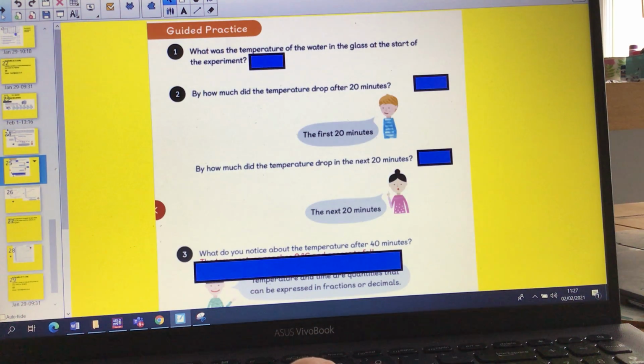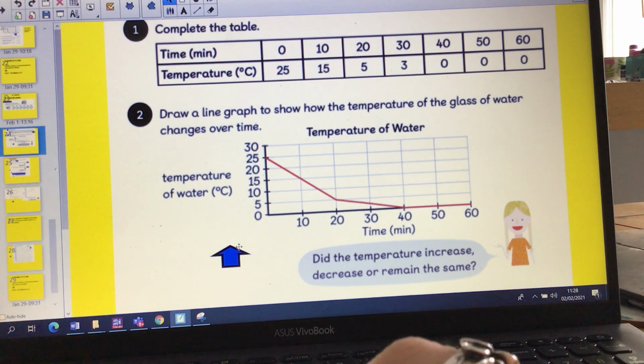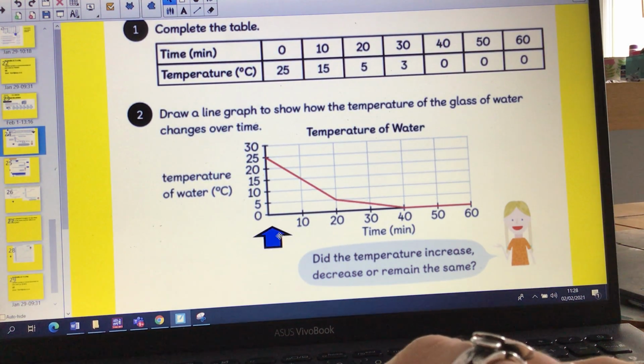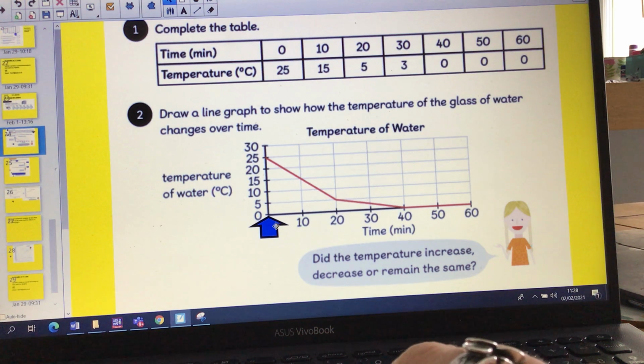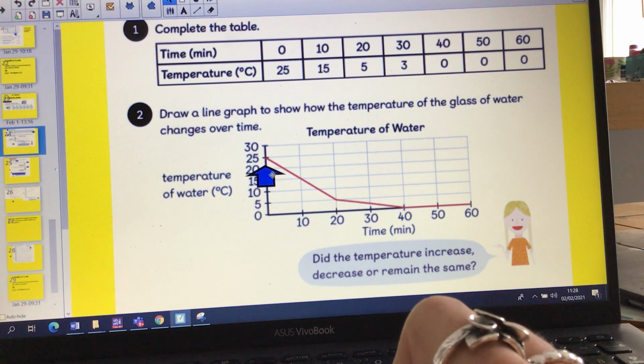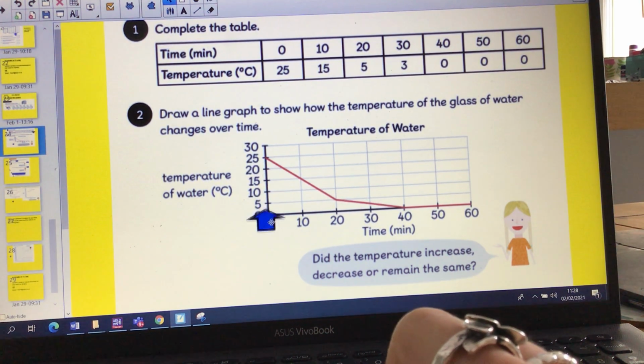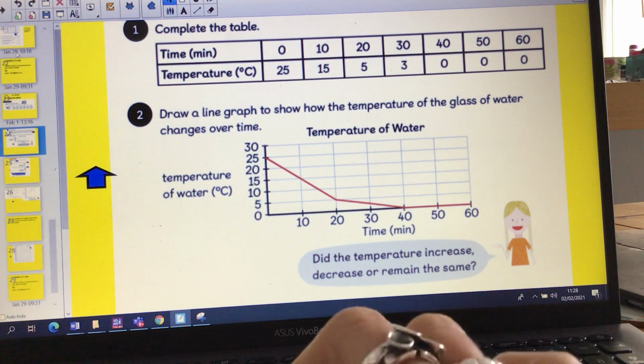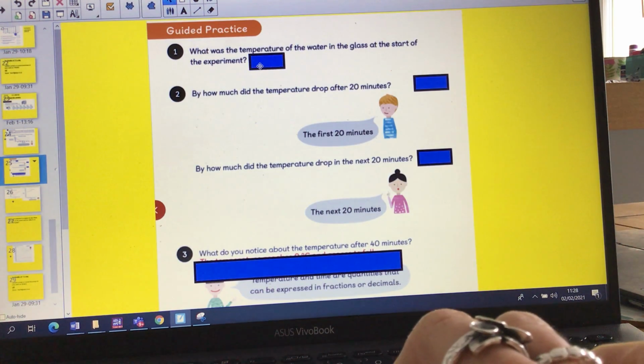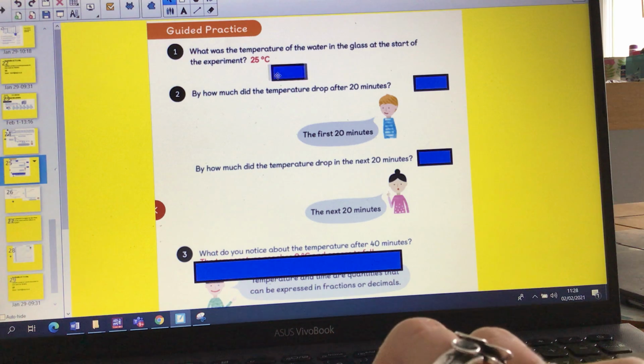Okay, so let's have a few questions about this graph. What was the temperature of the water in the glass at the start of the experiment? Okay, so when we started the experiment, there was no time gone, so it's right here. And you can see at the start, yep, you're absolutely right, it's there, isn't it? So that was 25 degrees Celsius.